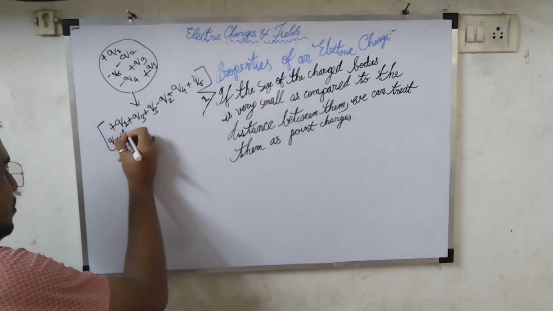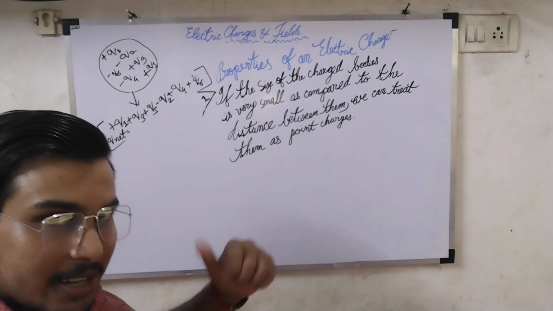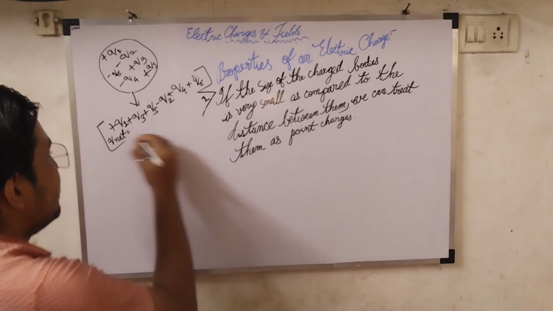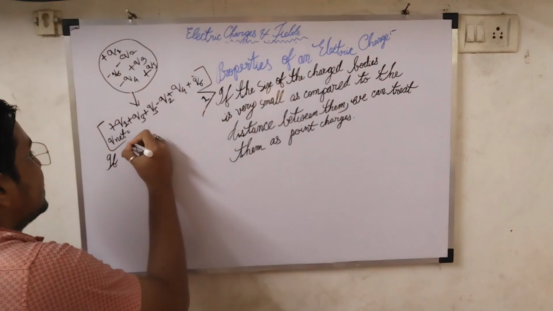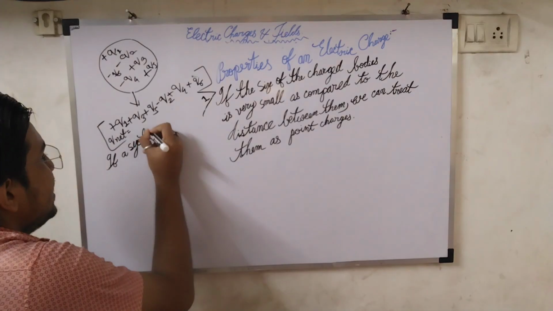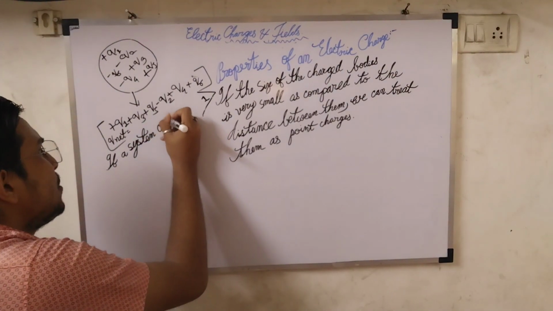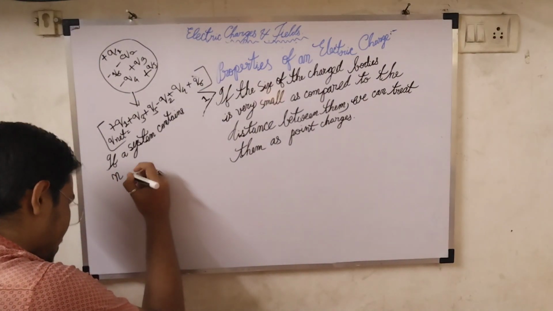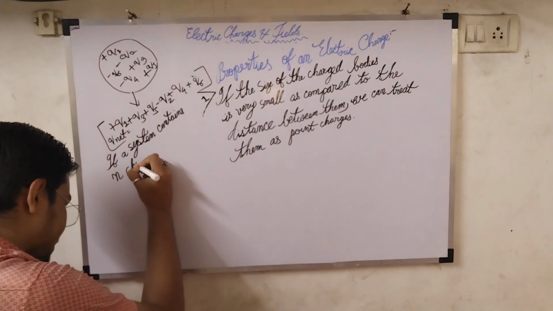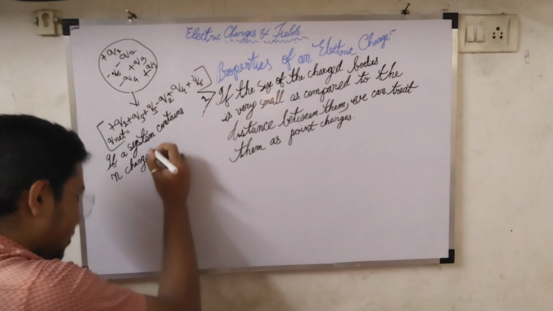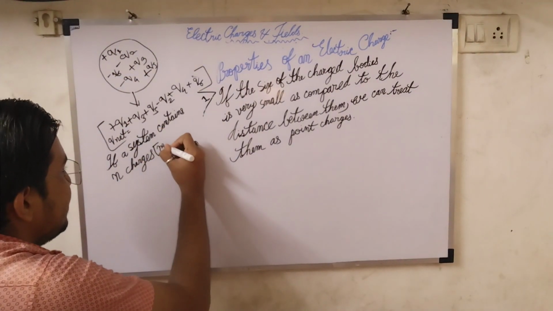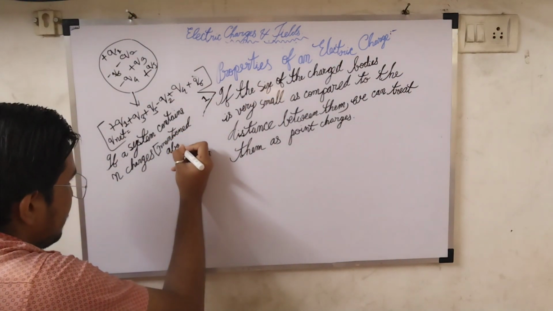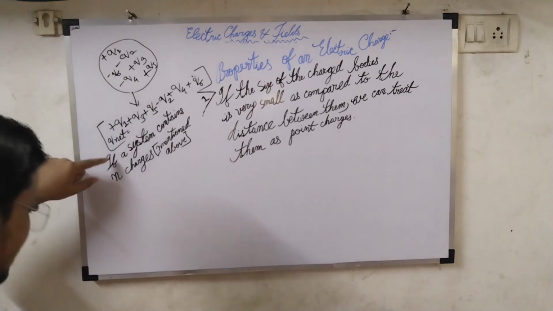How can we write it statement-wise? You also need to prepare it statement-wise. That is why I am also writing the statements. So what is the statement? If a system contains n number of charges, as in the example mentioned above, you can see I have given it.